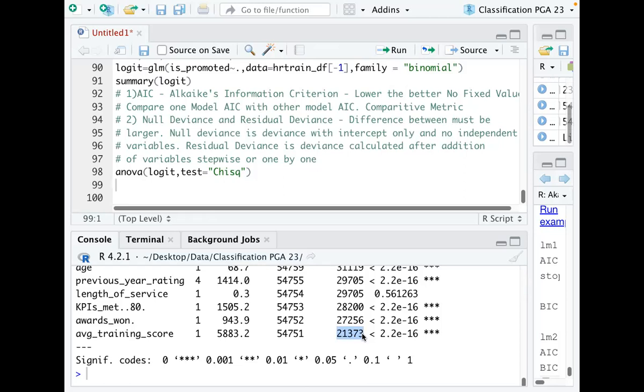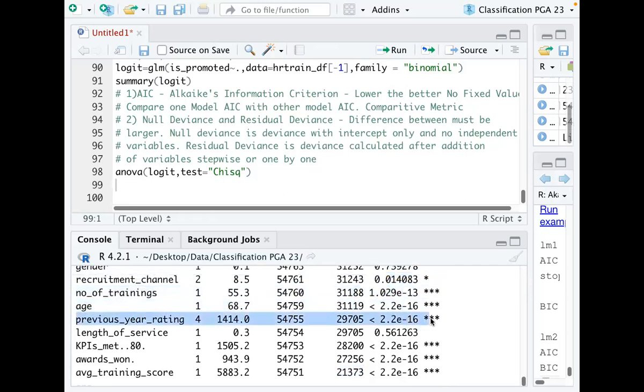After addition of the final variable, average score, the final residual deviance is 21,373. Now, if a variable causes significant deviance, then it is considered significant. Deviance means change or impact. Take for example previous year rating. Look at the amount of deviance it is causing.